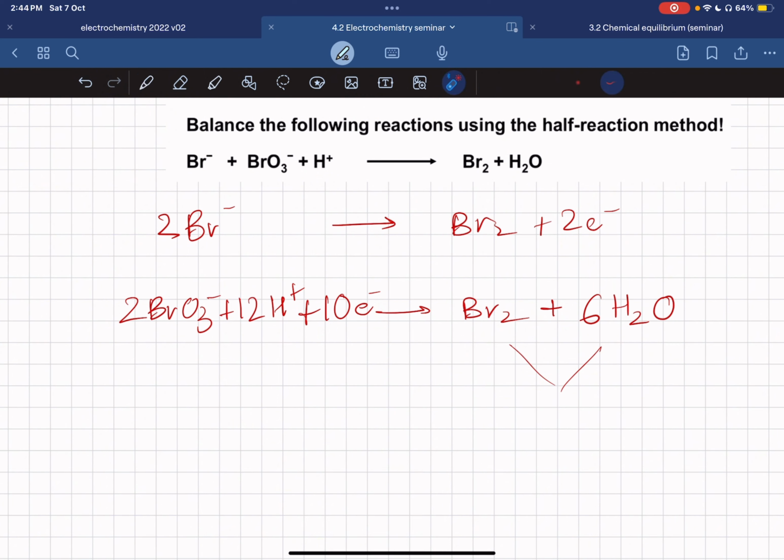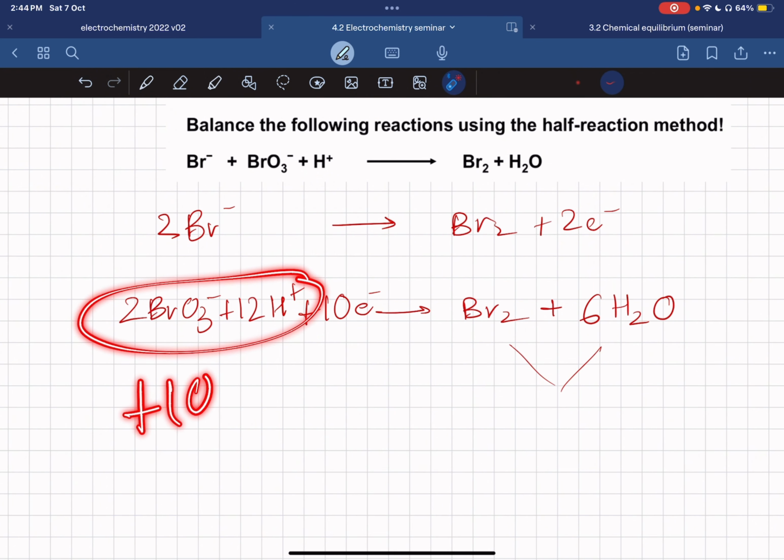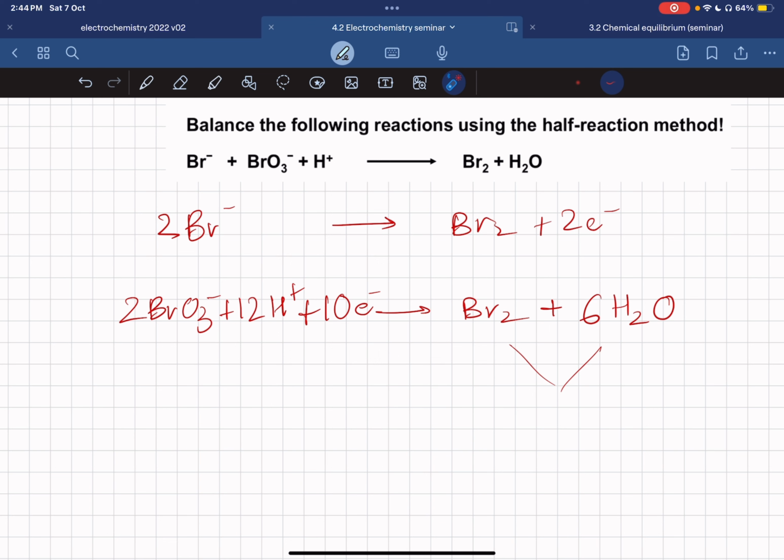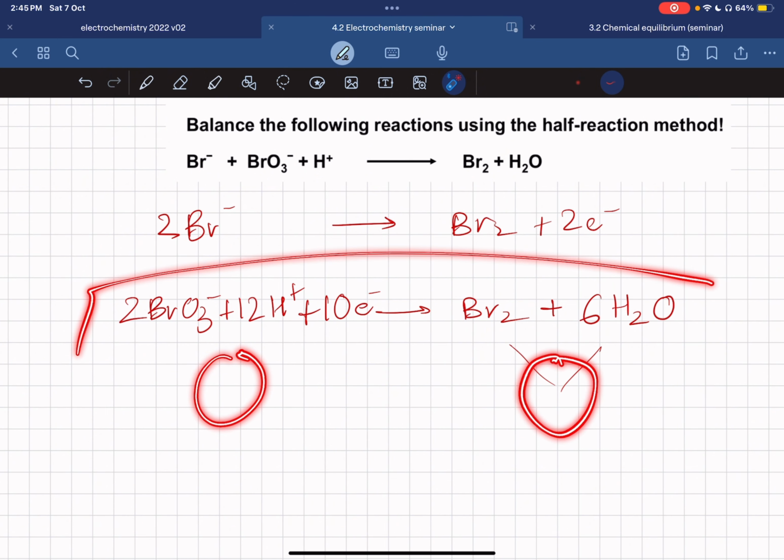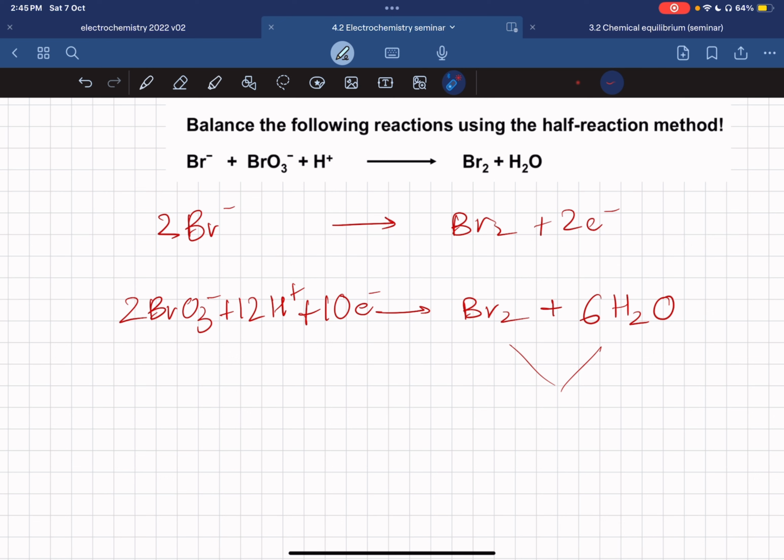Now we know that the charge of this is plus 10. Because of us adding 10 electrons, it's basically cancelling out, okay? Because it's going to be plus 10 and minus 10, that's going to be 0. So now the charge here is 0 as well, and the charge of here is 0 as well. So this is our final balanced equation.